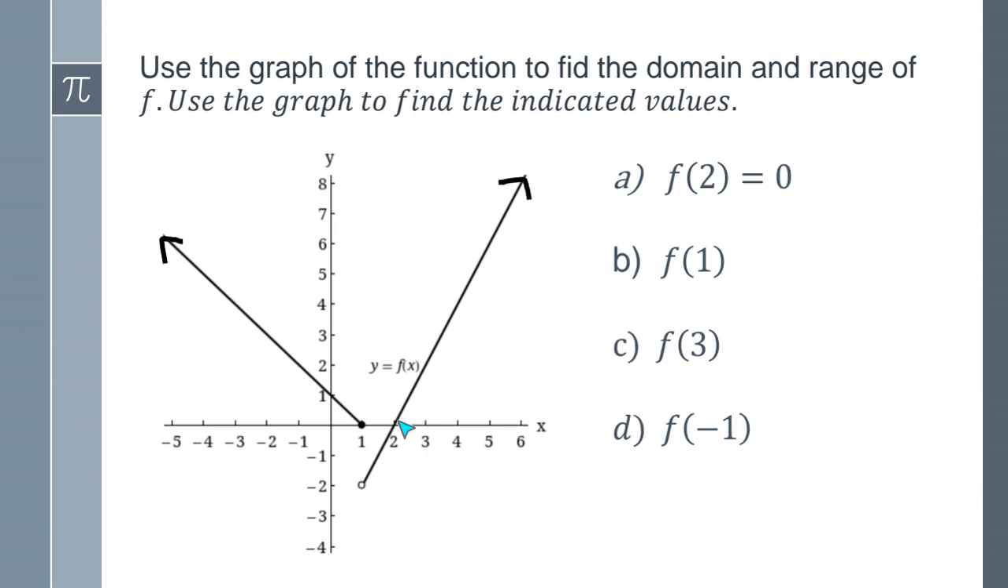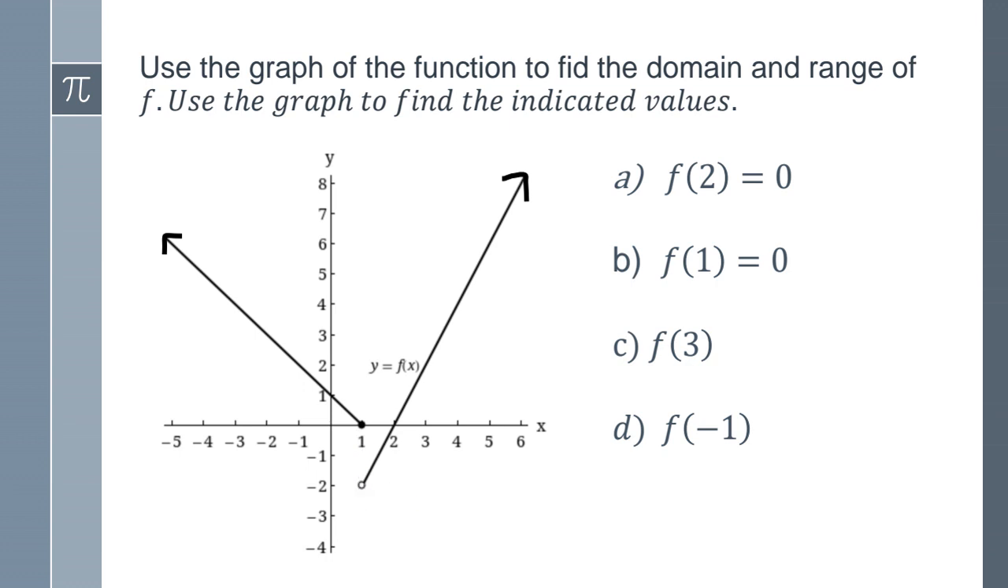So here's f of 2. F of 1, so here's my 1. Is it 0 or is it -2? It's going to be 0 because that's where the shaded point is, right? It's not going to be here because this is open, which means that 1 is not used for this.